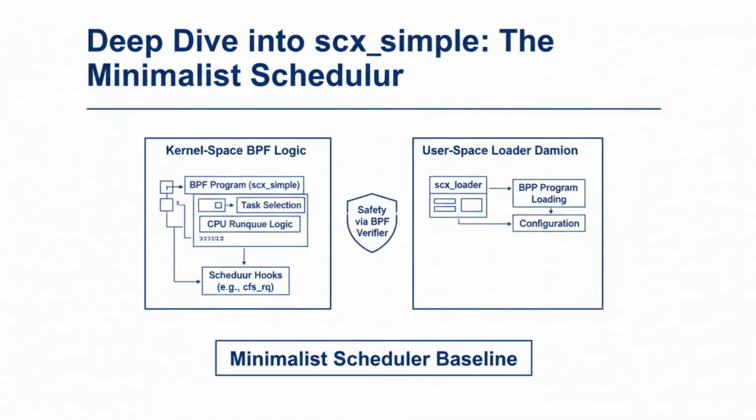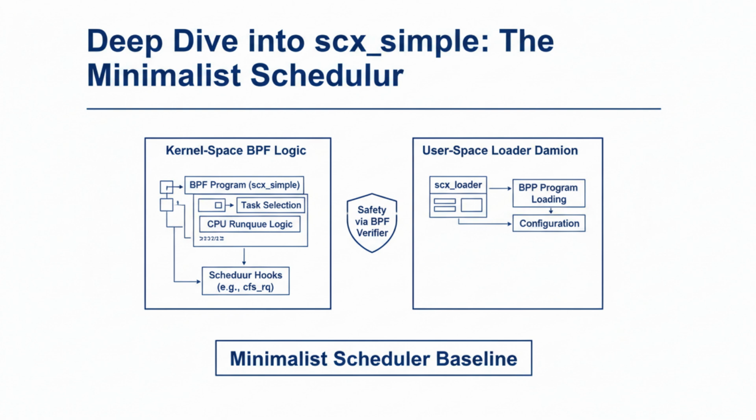Let's examine the anatomy of SCX-Simple. It is the hello world of BPF schedulers, designed to demonstrate the absolute minimum requirements to get a functional scheduler running in the kernel. The primary goal of SCX-Simple is to take tasks from the global enqueue hook and place them into a simple dispatch queue. It avoids the complexity of load balancing and multi-core affinity to show the pure mechanics of SCHED-Ext.